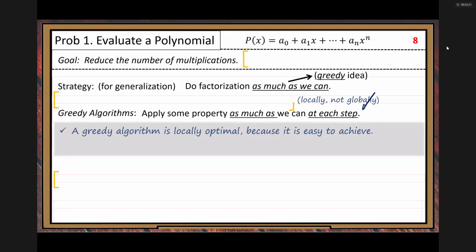A greedy algorithm is locally optimal. The best we can. We want to make it optimal, but it's a local optimal property, not global optimal, because it is easy to achieve. Globally it may not be optimal, because it could be very hard to get an optimal solution.